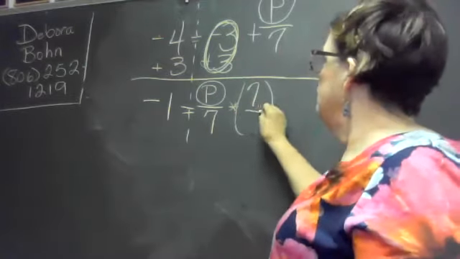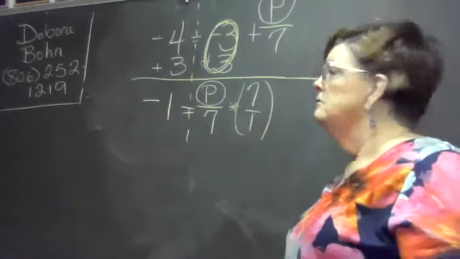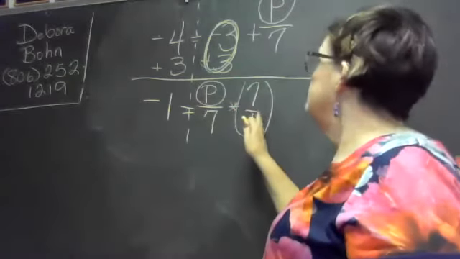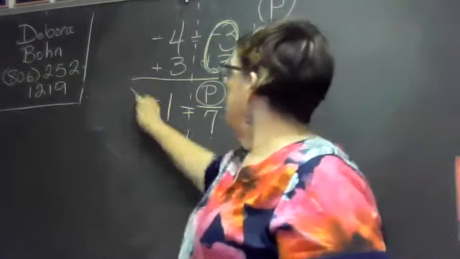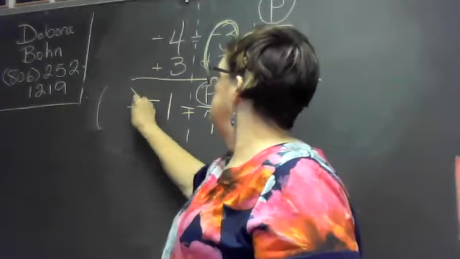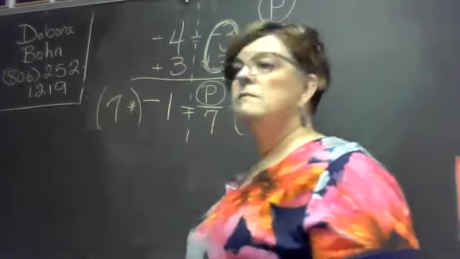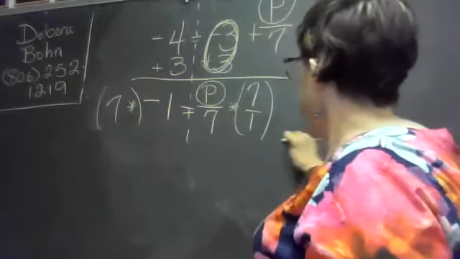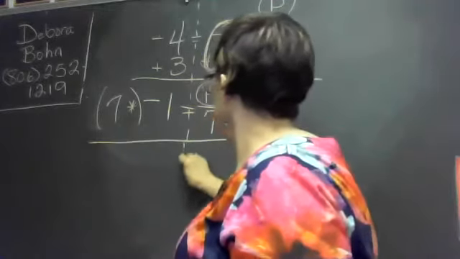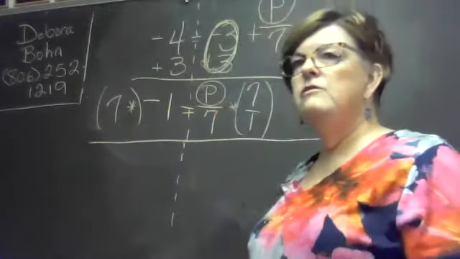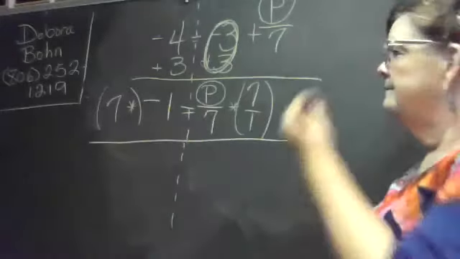And I'm going to put it over 1 because I'm dealing with a fraction. Before I do anything, I multiply by 7 on this side, and I have to multiply by 7 on this side. Don't forget to balance your equation. Lots of tears if you don't balance your equation.